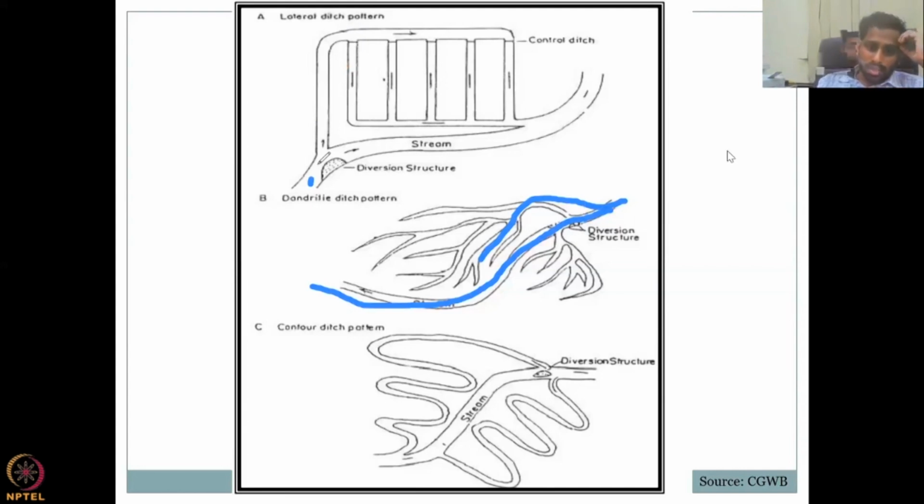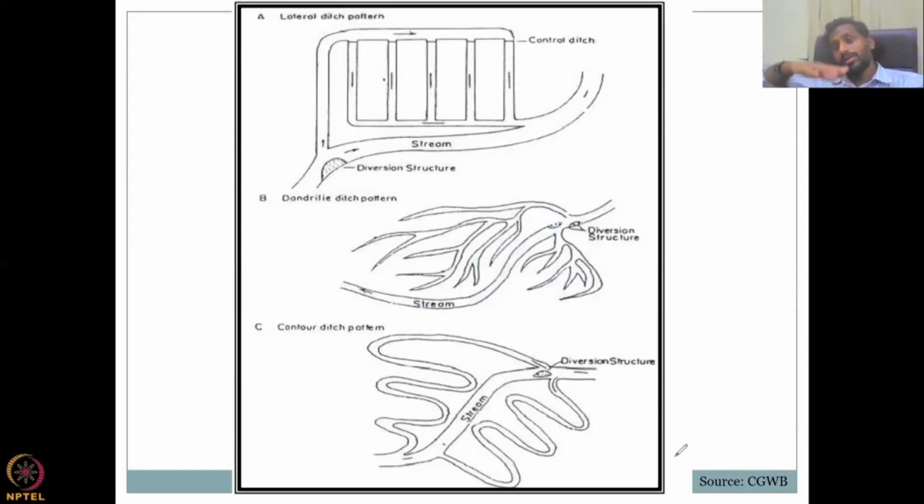The next one, which the CGWB talks about, is the contour ditch pattern. Whereas at elevation differences, what is a contour? A contour is an elevation line, an equipotential elevation line. So basically, this line is one elevation, this line is another elevation, another. They are different. And we know that water flows from high elevation to low elevation. The same principle they will be using for this program. Okay.